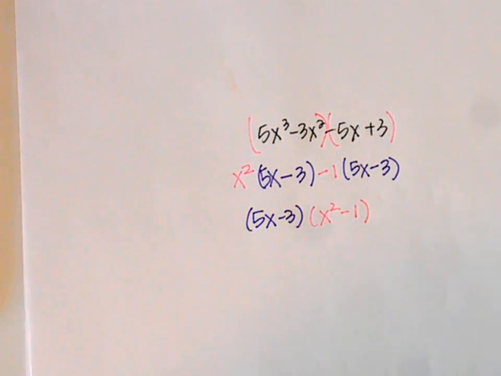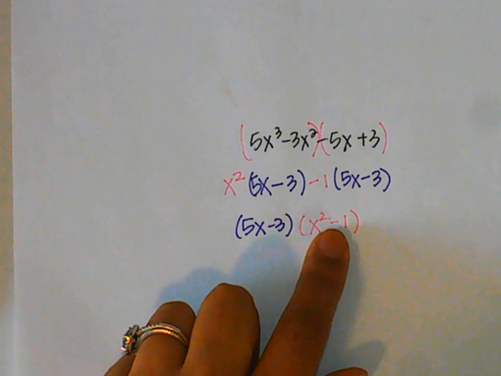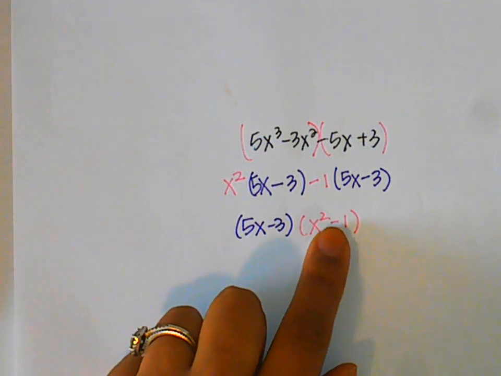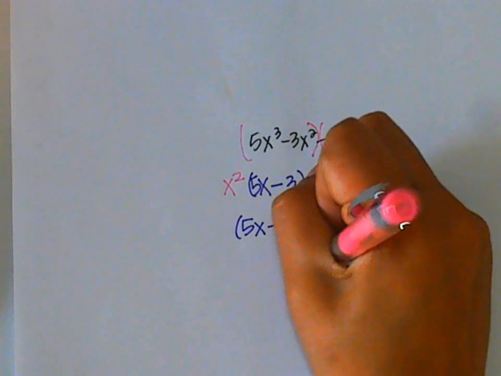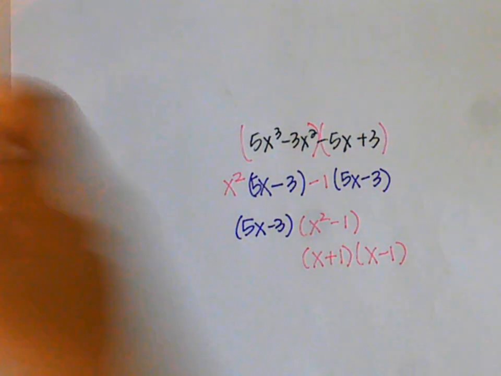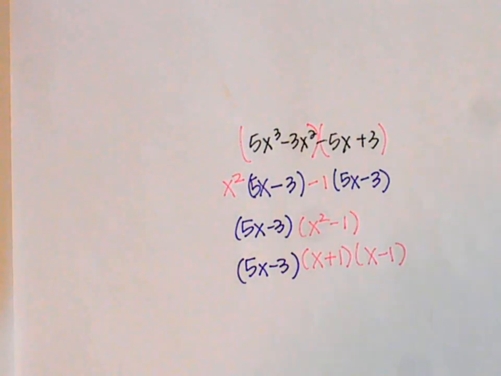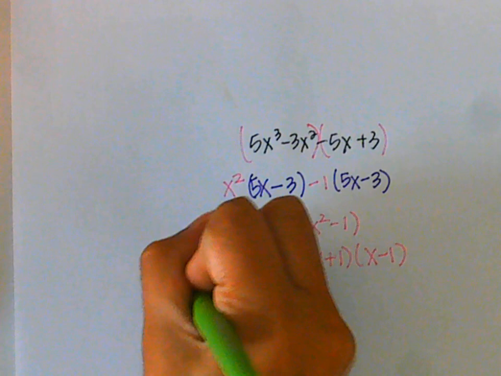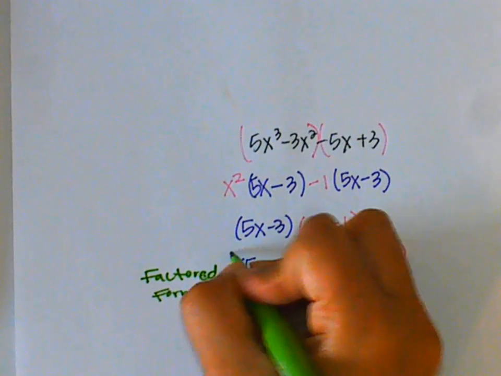Now, for some of you, you would call it a day here and say you're done. You have to make sure that everything is as simplified as possible. And here, I notice difference of squares. A 1 is a perfect square of 1 times 1. So I can say this is x plus 1, x minus 1. Bring down my 5x minus 3. And this becomes my factored form.